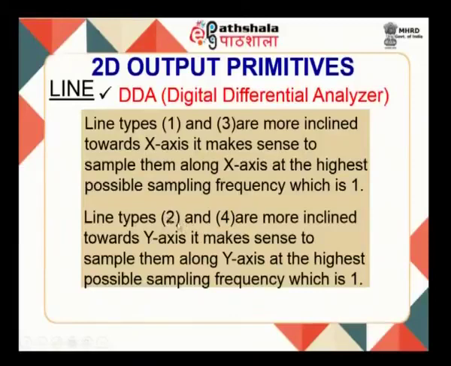So, our aim is to sample the line along the x axis at the best possible sampling frequency, and that is 1 unit. That means, start from the first end point of the line, take sample values at 1 unit intervals, and go till the last point, the other end point. Similarly, for line types 2 and 4, because they are more inclined towards the y axis, it makes sense to sample them along the y axis at the best possible sampling frequency, that is 1 unit.